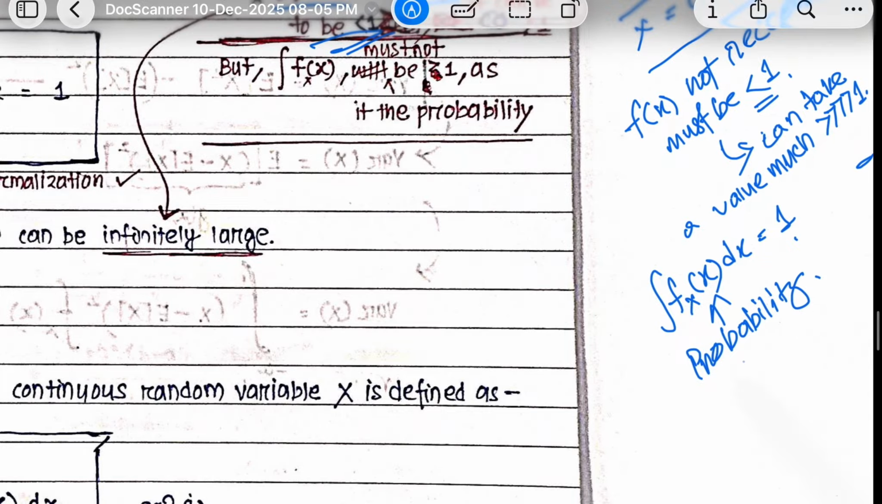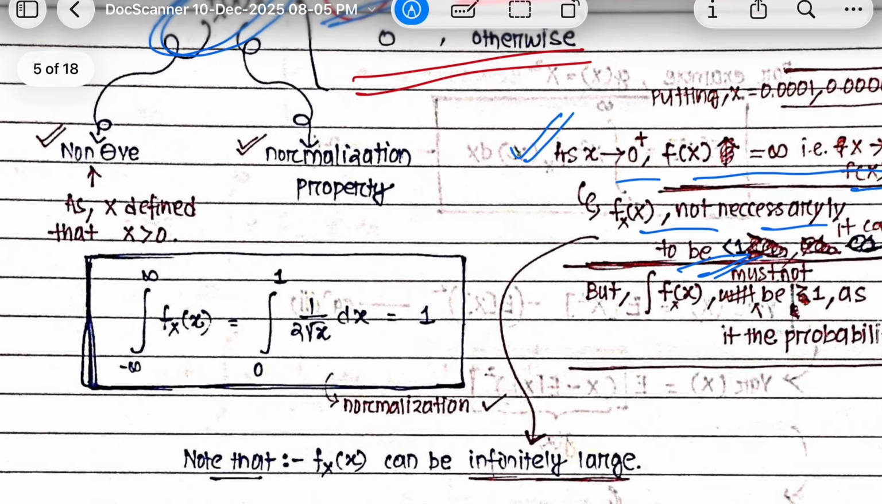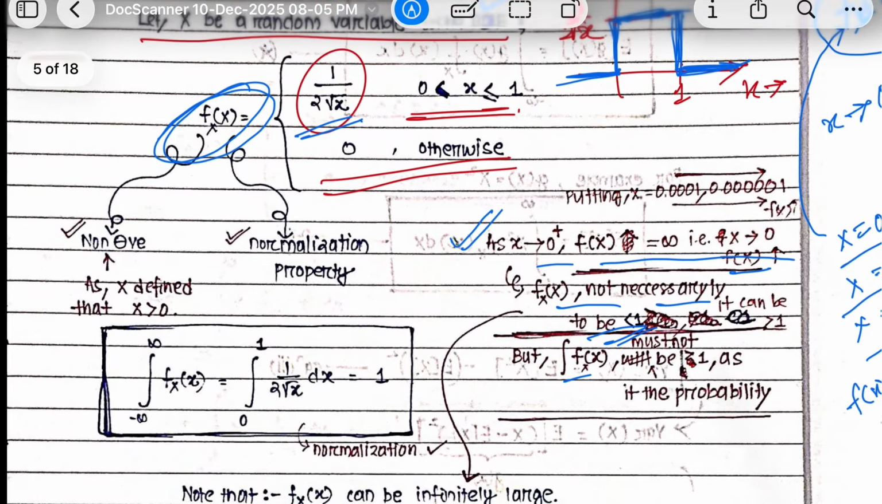Okay, so this is the thing. f of x is not bounded by 1, and this is the probability. This can take an infinitely large value. So f of x must not be negative. Must not be negative here.